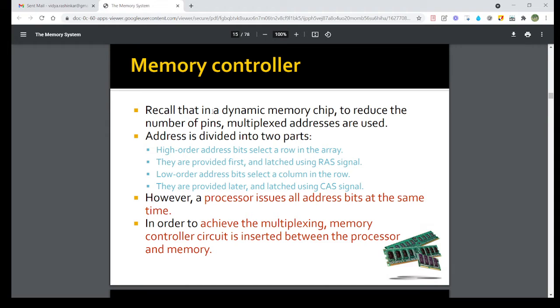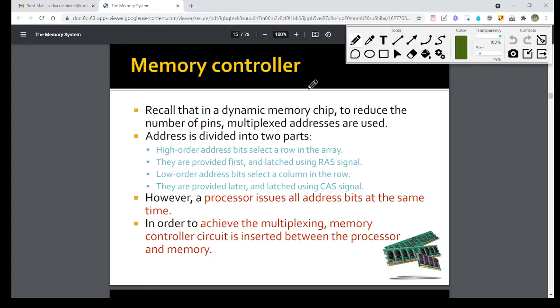Recall that in a dynamic memory chip, to reduce the number of pins, multiplexed addresses are used. The address is divided into two parts. The higher order address bits select a row in the array. They are provided first and latched using the row address strobe signal. The low order address bits select a column in a row. They are provided later and latched using the column address strobe signal.